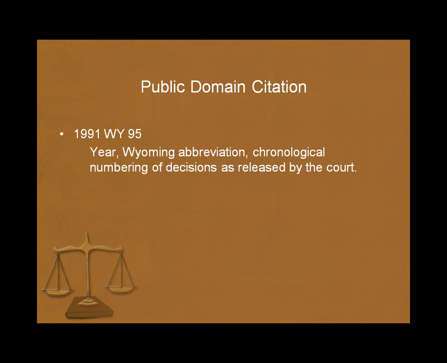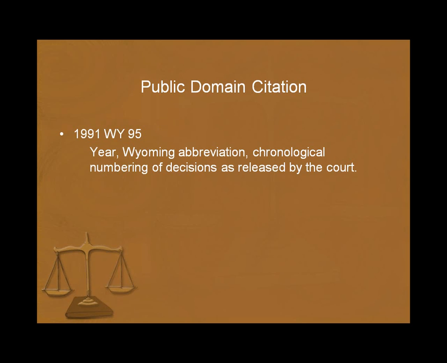But this citation here is not dependent on any one system, and you should, in an electronic environment, be able to put this into any system and bring up the cases, the Wyoming case to which it refers. You'll notice that it begins with the year 1991 as Wyoming abbreviation, and then chronological numbering of decisions as they're released by the court. Okay. So if somebody brings it up to you, this was the 95th decision, or could have been the 95th decision out of the Wyoming Supreme Court.